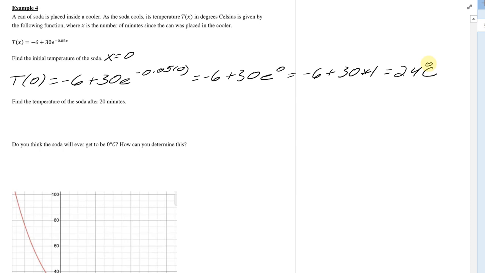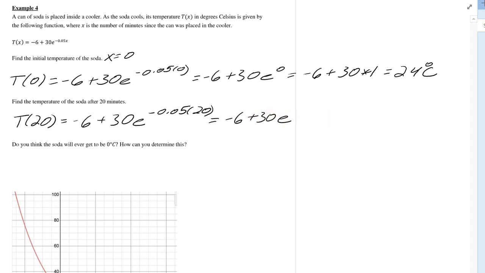Then it says find the temperature of the soda after 20 minutes. So now I'm just being asked to evaluate this at 20. Maybe you want to pause the video here and evaluate that on your own. So if I plug in 20, this might take a little bit more work. Negative 0.05 times 20 gives me negative 1, and then you'll really want to use a calculator to figure the rest of this out.